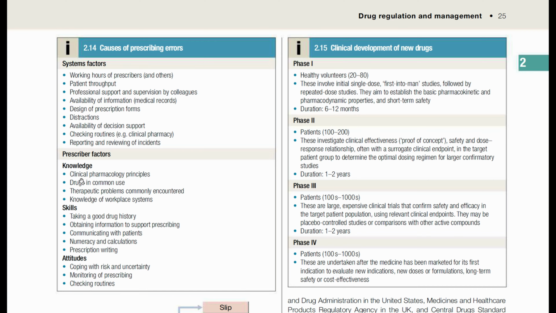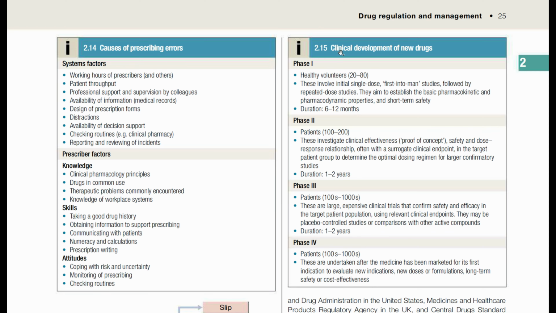Prescriber factors. Knowledge: clinical pharmacology principles, drugs in common use, therapeutic problems commonly encountered, knowledge of workplace systems. Skills: taking a good drug history, obtaining information to support prescribing, communicating with patients, numeracy and calculations, prescription writing. Attitude: coping with risks and uncertainty, monitoring of prescribing, checking routines.